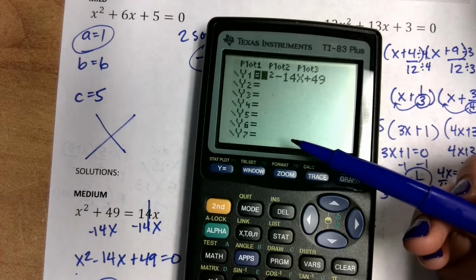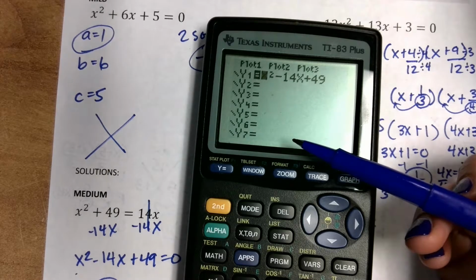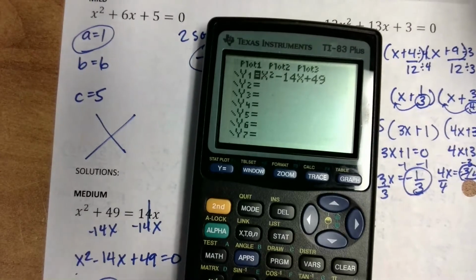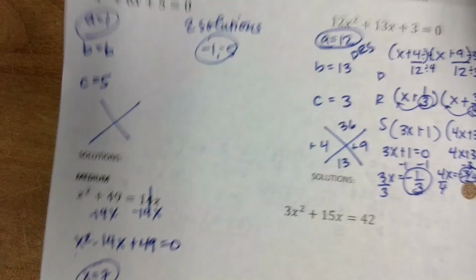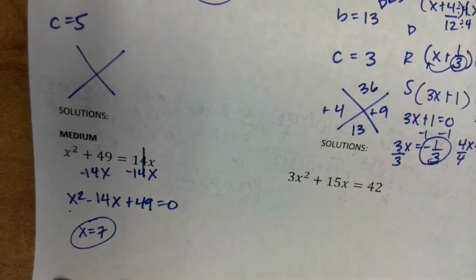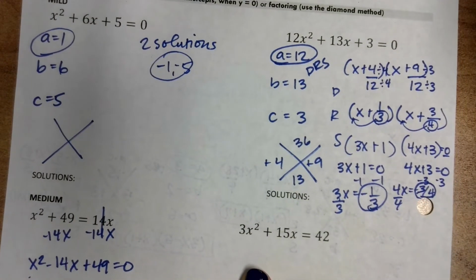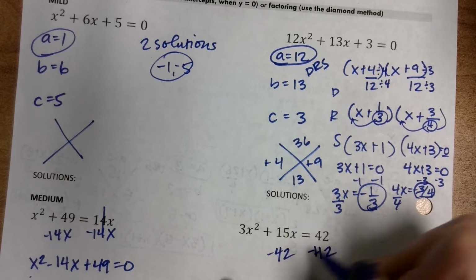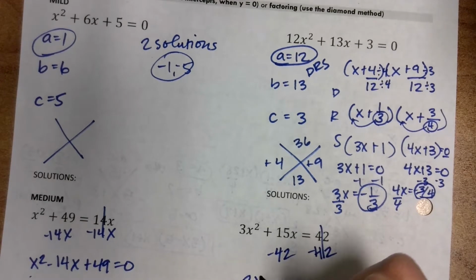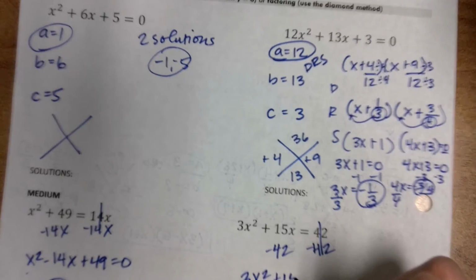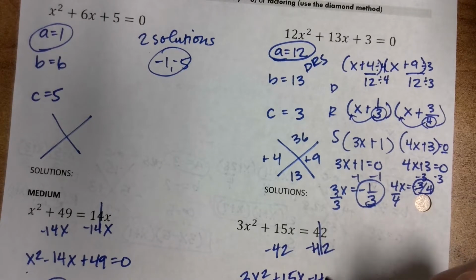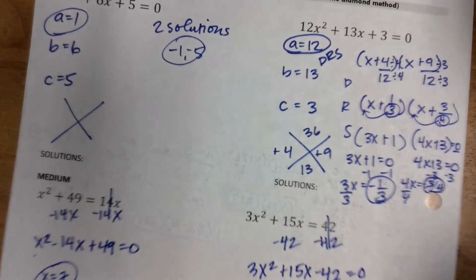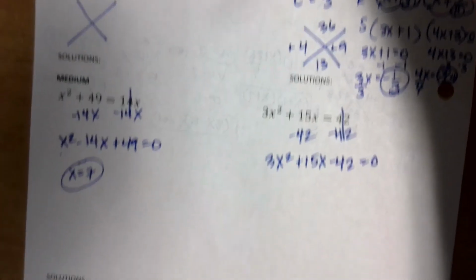God, you're slow. Come on now. One solution. X equals 7. Next, subtract 42 from both sides. 3x squared plus 15x minus 42. Finally. Okay, we're doing the other one too?